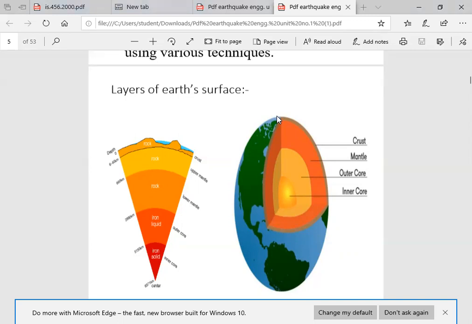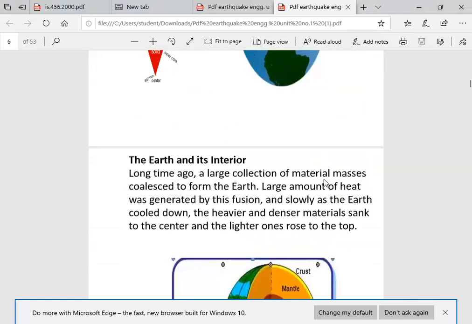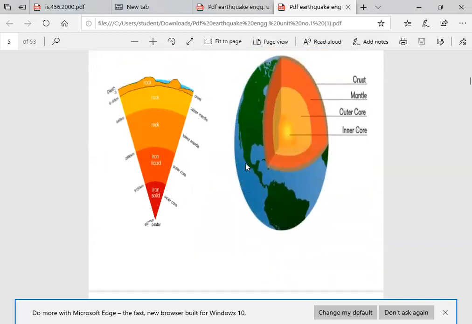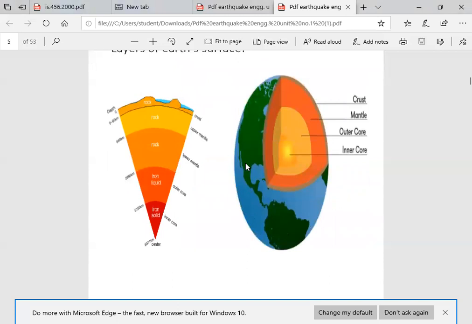A long time ago, a large collection of material masses coalesced to form the earth. Means at the time of the formation of the earth, the materials were distributed in the three layers. How are they distributed? They are distributed by density, by specific gravity. The material whose specific gravity is higher, whose density and weight are higher, gets deposited at the core side.